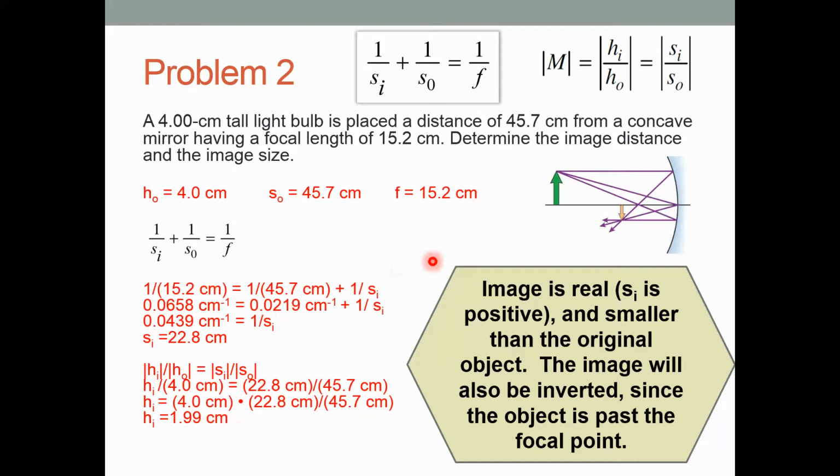So for this example, our image is real, which we know because S_i is positive. We're going to talk about that in a little bit, but the image is going to be on this side of the mirror. That tells us that the image is real. It's smaller than the original object. The image will also be inverted since the object is past the focal point. Whether it's inverted or not, we can figure out from the ray diagram, but the other parts we can find out from the equations.